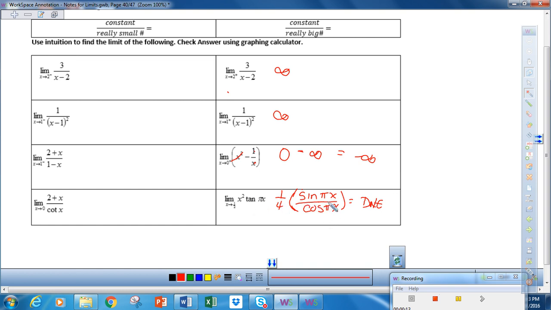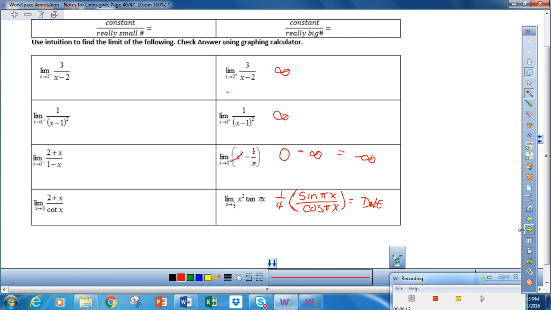And this one, you had to use some trig. As you get to pi over 2, because you're substituting pi over 2, cosine of pi over 2 is 0. But cosine is negative as you come in from the left. So you're going to get negative infinity as you come in from the left and positive infinity as you come in from the right, and that's why it does not exist.